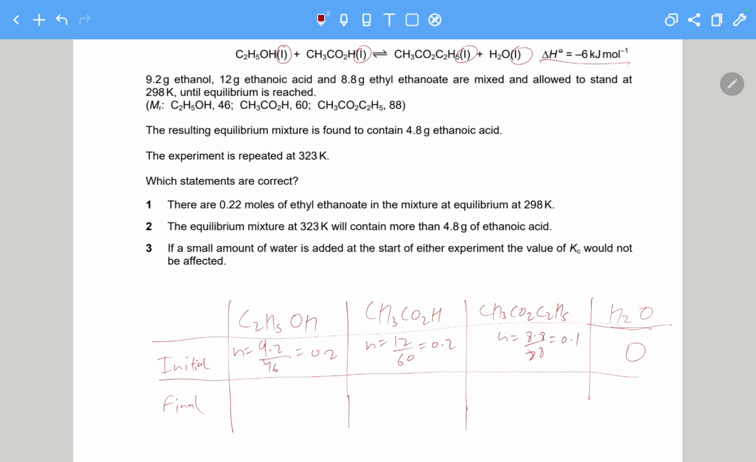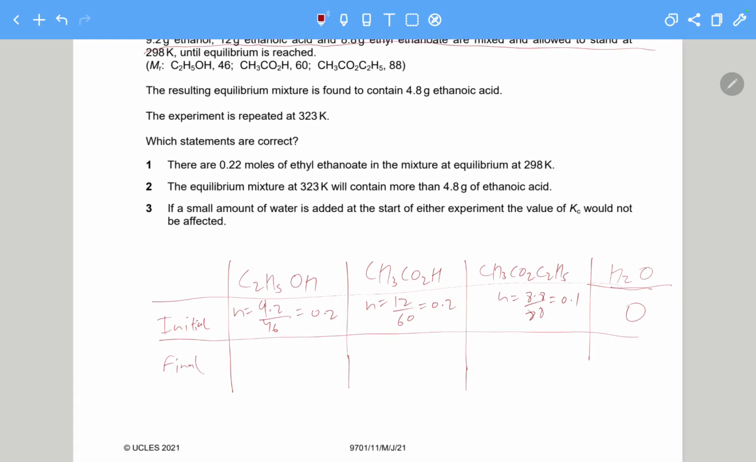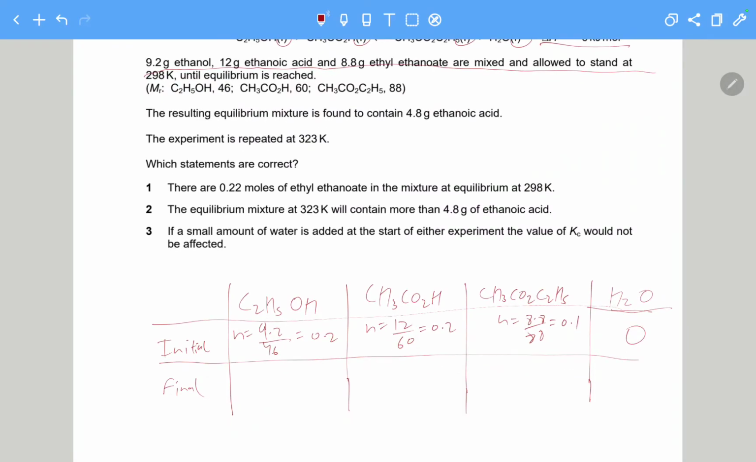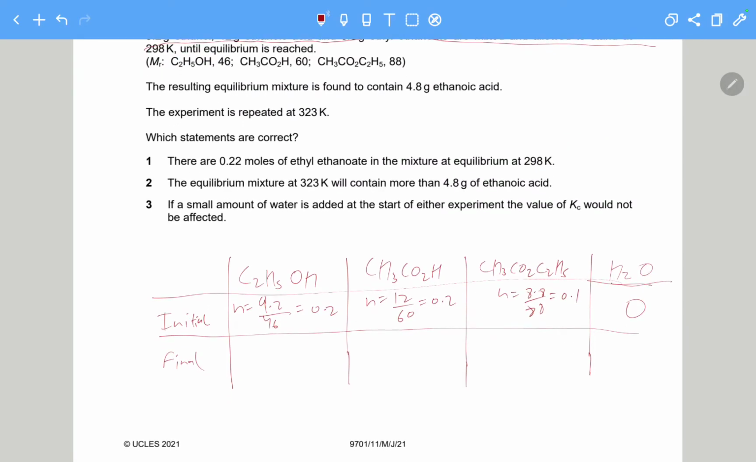And we don't have any H2O in the beginning because if you look at the question, they have only given us the first three things, no H2O. So we'll consider it as 0 in the beginning. And at equilibrium, they say that we have 4.8 grams of ethanoic acid, which is the second reactant, and we can calculate the number of moles, 4.8 over 60, which is equal to 0.08.